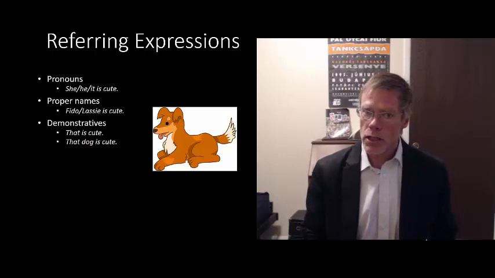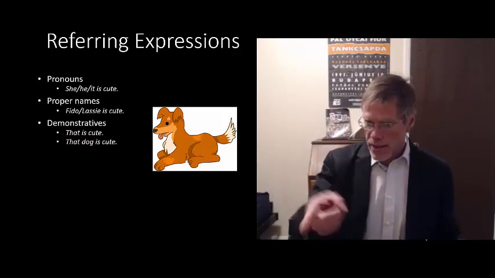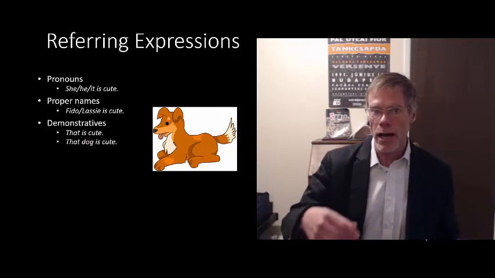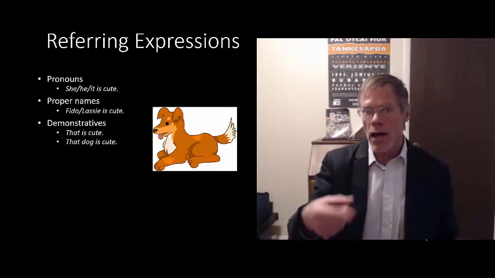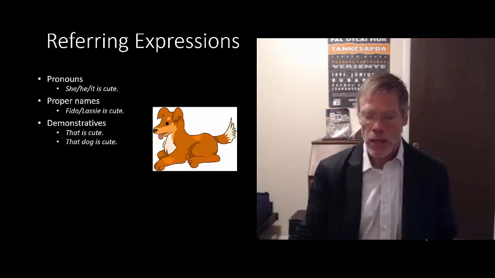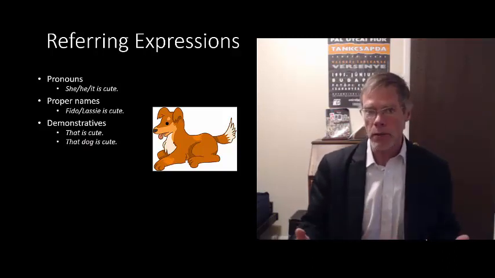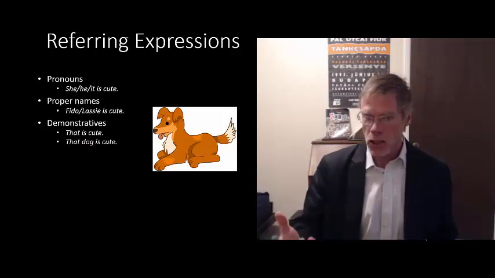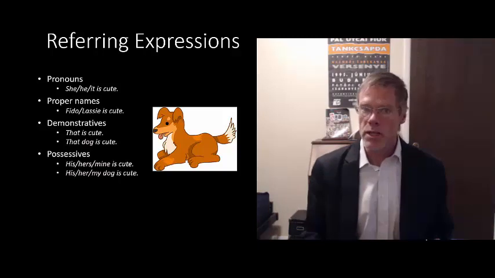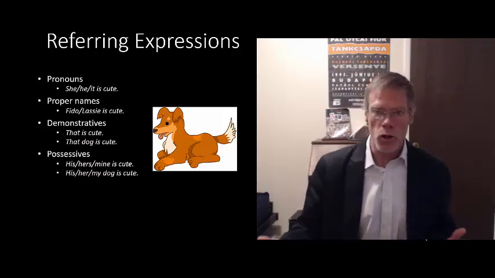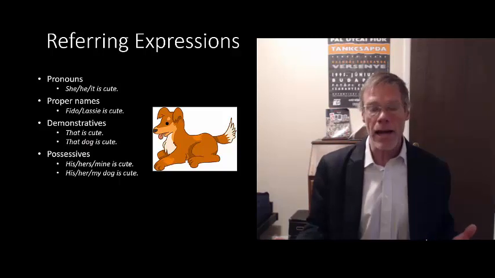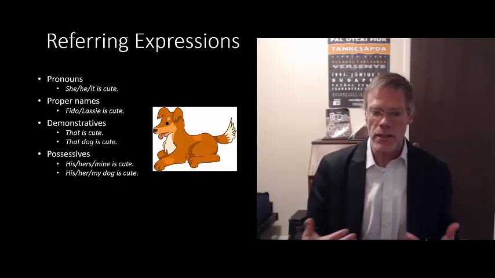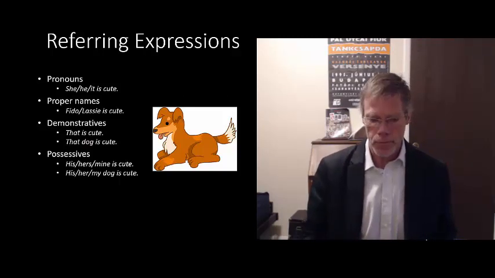There are demonstratives, like, for example, just saying that, and demonstratives often or perhaps usually are accompanied by an actual demonstration, that is to say, a pointing of some sort. They can also be used with common nouns in a larger noun phrase, like that dog. There are possessives, like his, hers, or mine, which act as noun phrases by themselves, or they can act as determiners, as in his, her, or my dog.